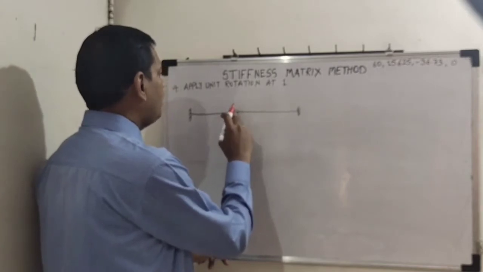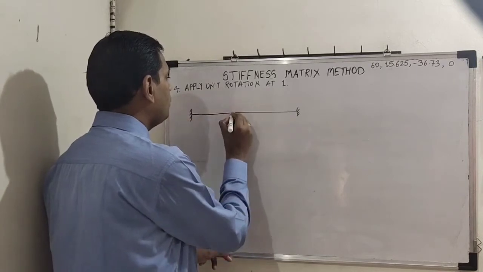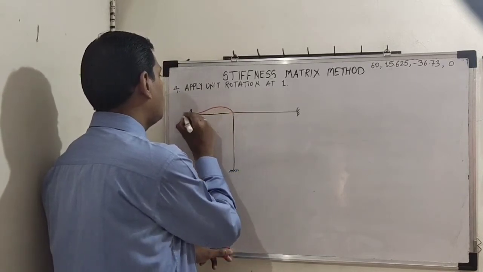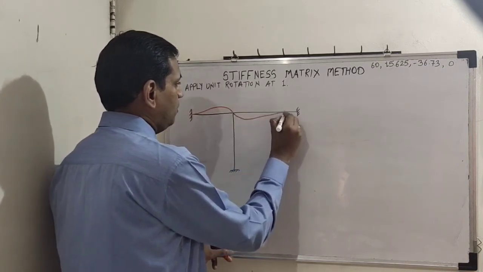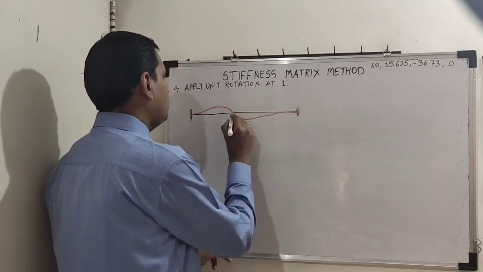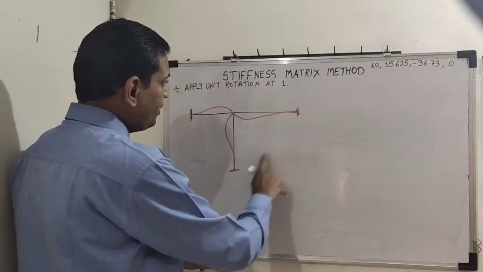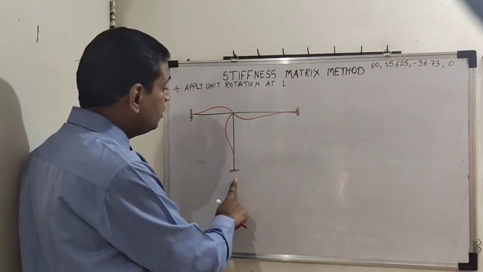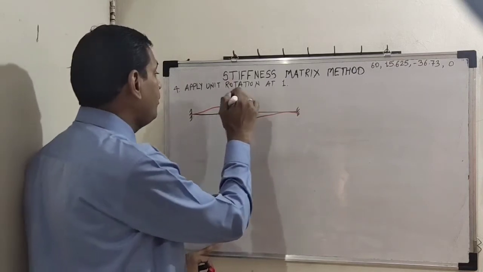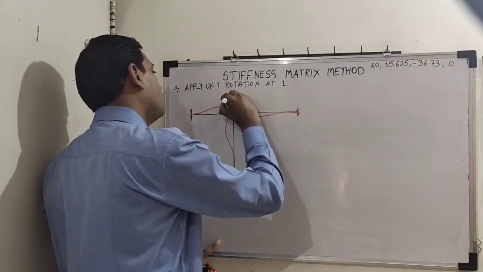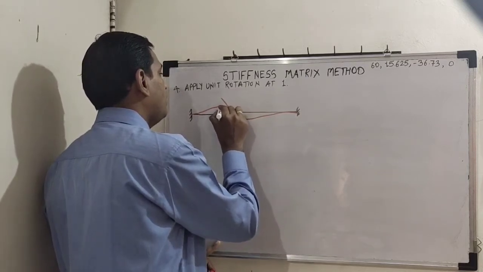If we rotate this joint clockwise, then what will be the direction of rotation? Something like this. Here 1, and then here. Please see, these two joints I have made fixed. Why? Because I have assumed these two rotations 0 and only this rotation is 1 value. Okay. So this is 1 radian.